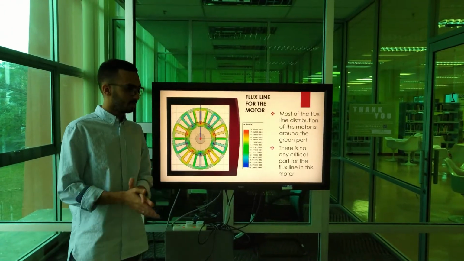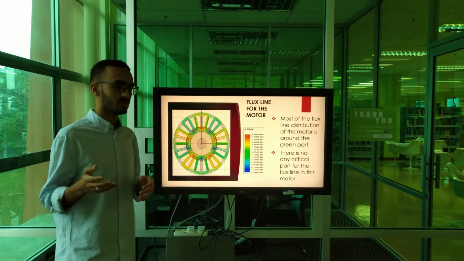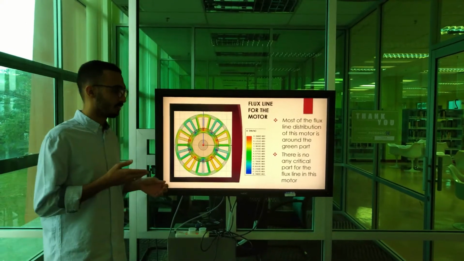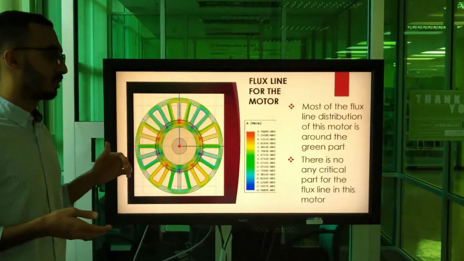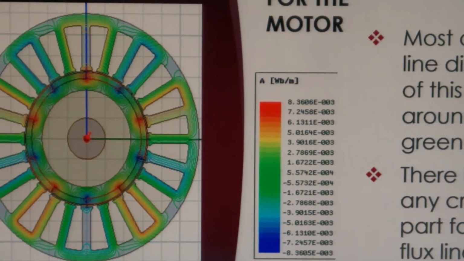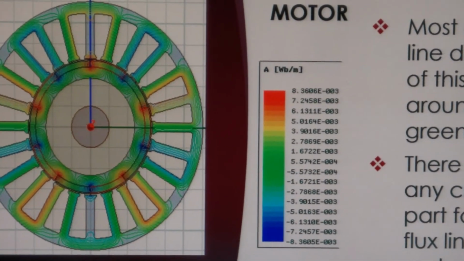For the flux line of this motor, most of the flux line distribution is around the green part. There is no critical part for the flux line in this motor. The highest value was 8.3606 milli, and the lowest was negative 8.3606 milli.